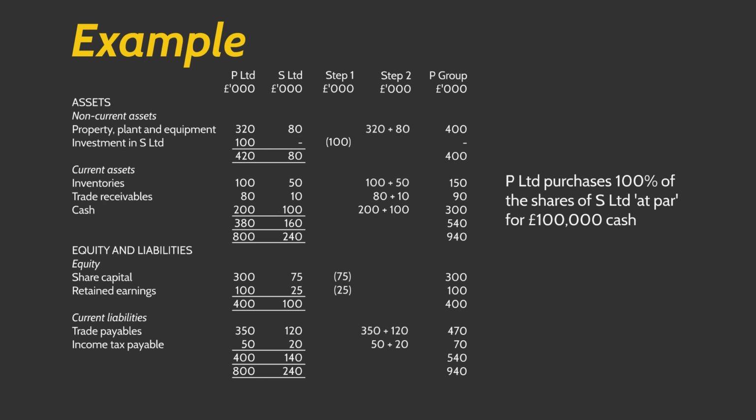So that's how you do a basic consolidation. That's the basic principle of removing the investment in the subsidiary from non-current assets and also from equity accounts, the share capital and retained earnings.